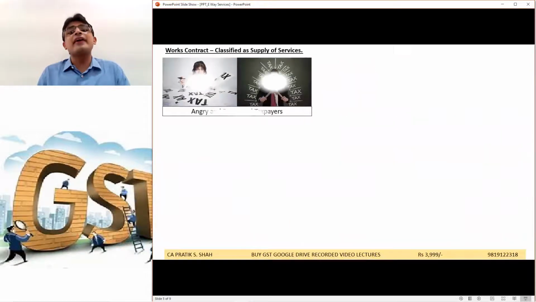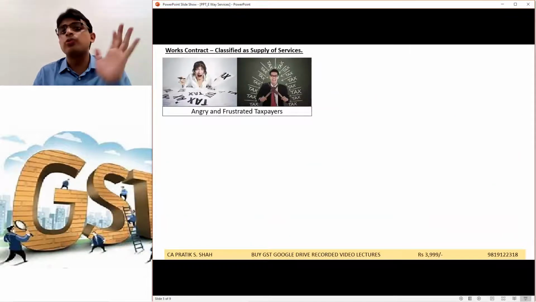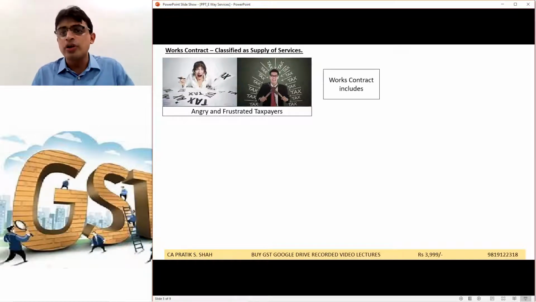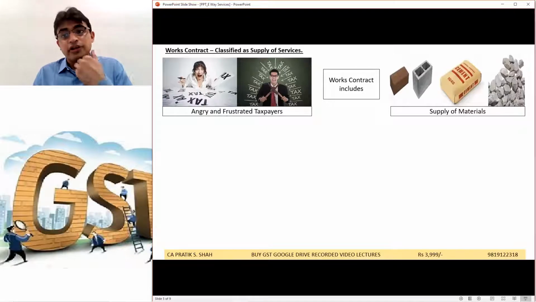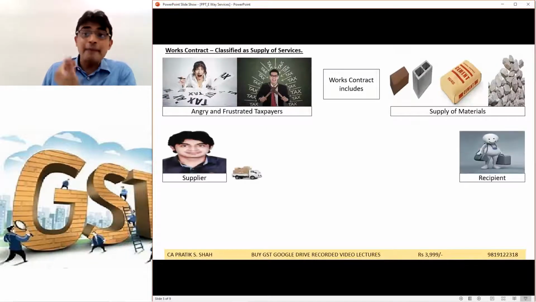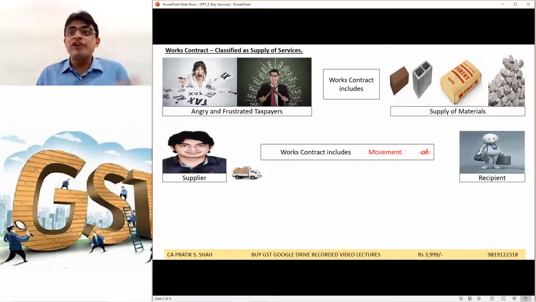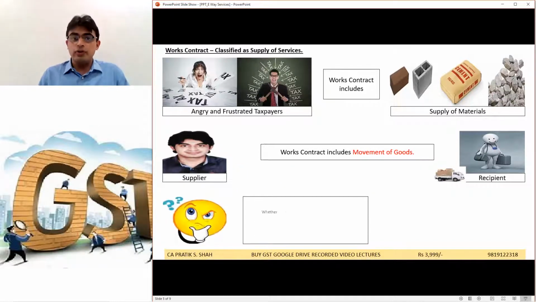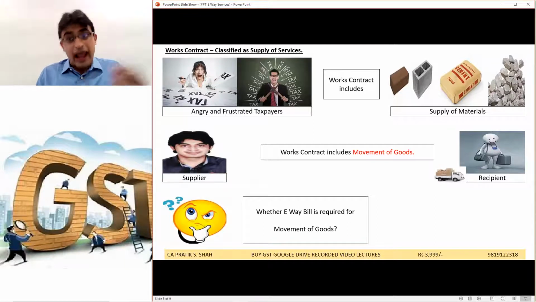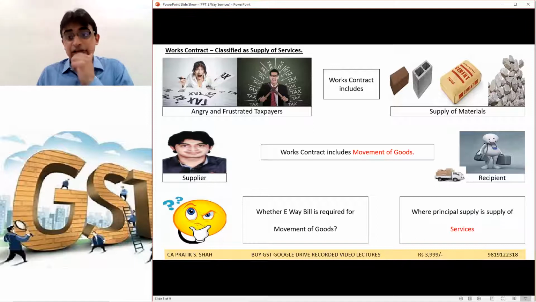Correct. Now, many taxpayers, registered persons, had doubt. They were angry. They were frustrated. They were saying that works contract includes material, cement, sand, stones, etc. These are all materials. So say I'm executing a works contract for this person and I will supply material, sand, etc. So this works contract includes movement of goods. Whether am I required to prepare an e-way bill? Correct? This is the question.